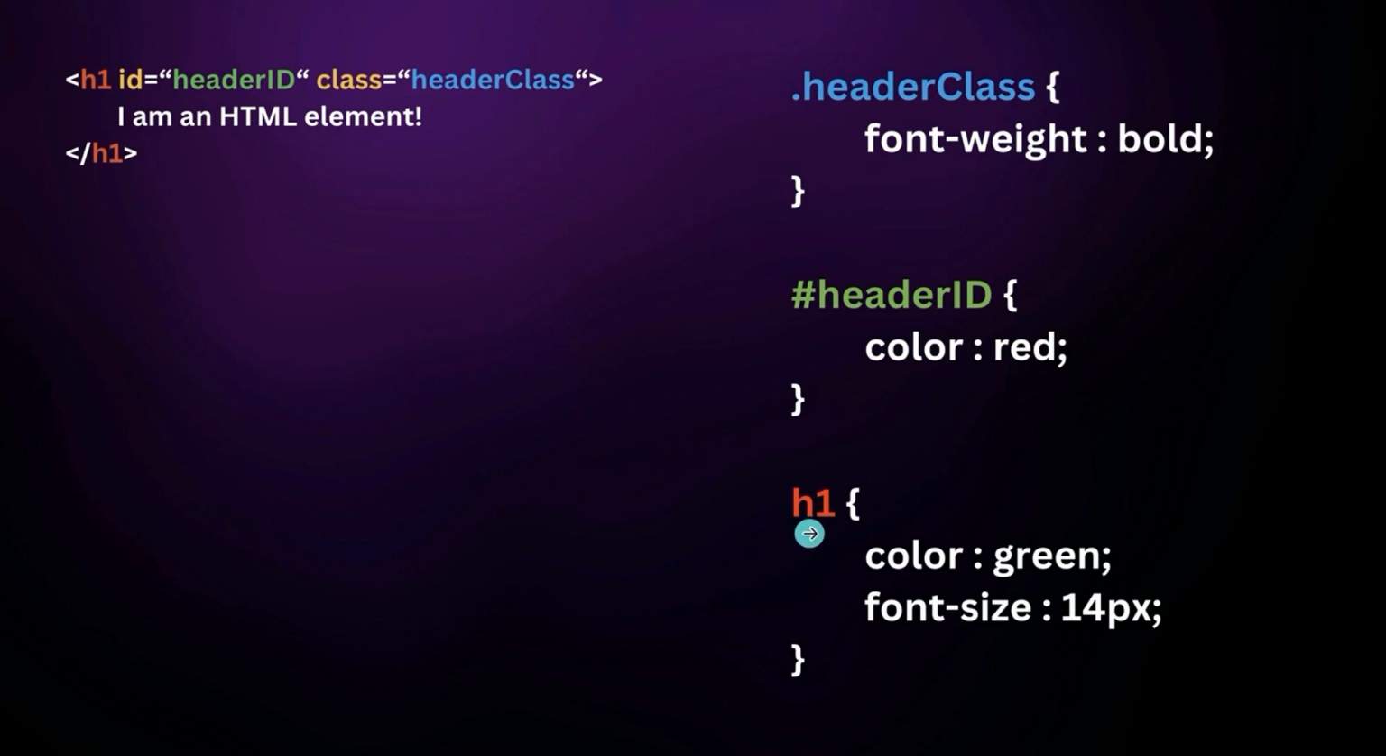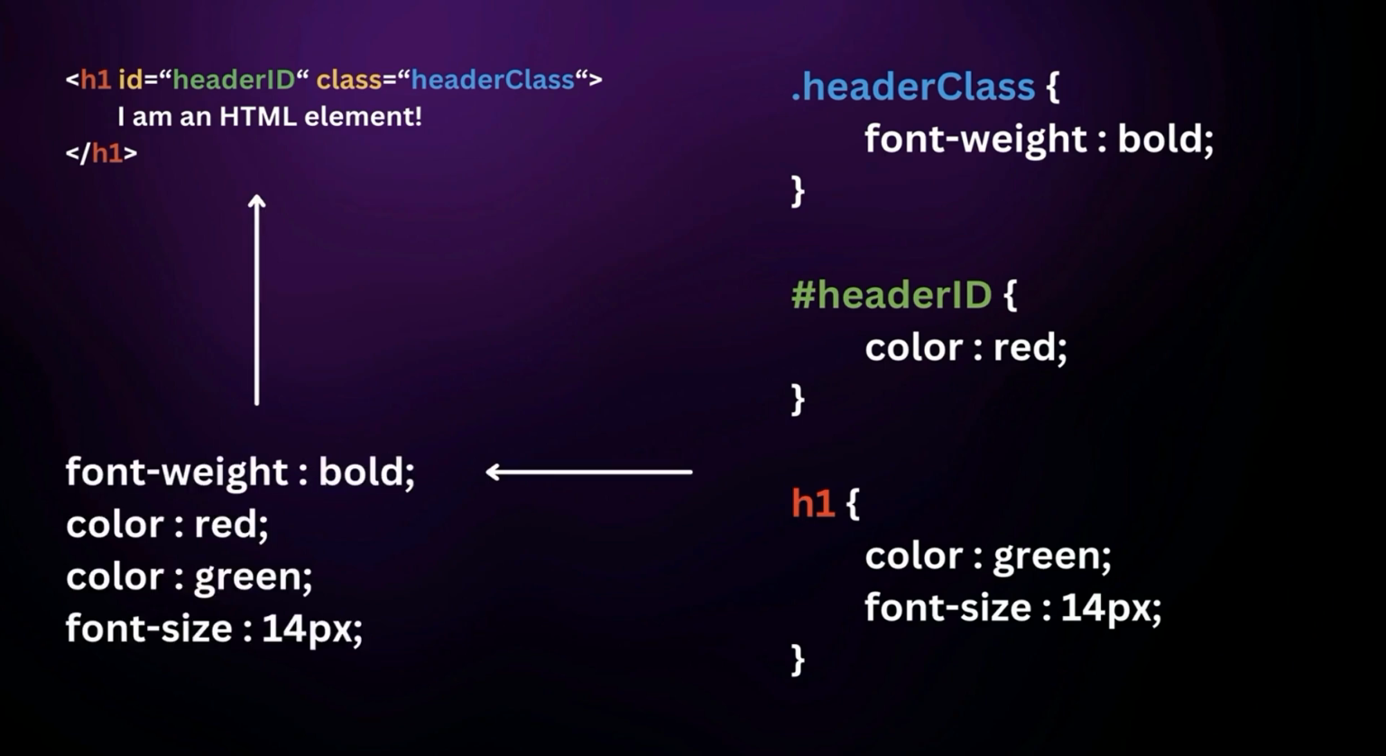And then for the element selector, we want to change the color to green and the font size to 14 pixels. So now the question is, which one of these styles are going to be applied onto our element? And the answer is quite simple. Every style is actually going to be applied to the element because this element has the correspondent ID, the correspondent class, and the correspondent element selector. So our element now is going to have a font weight of bold, a color of red, a color of green, and then a font size of 14 pixels.